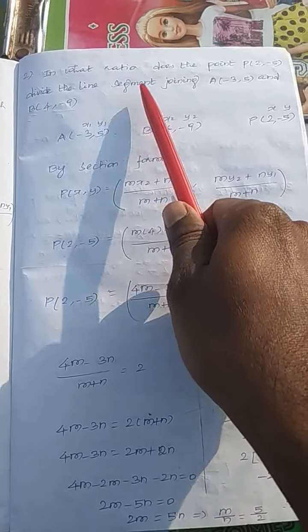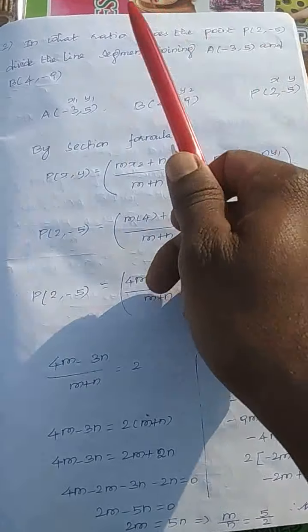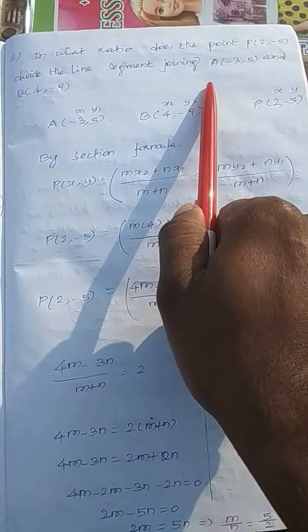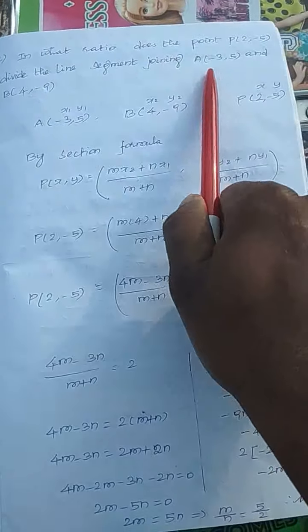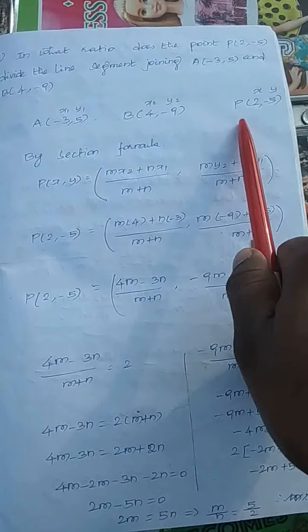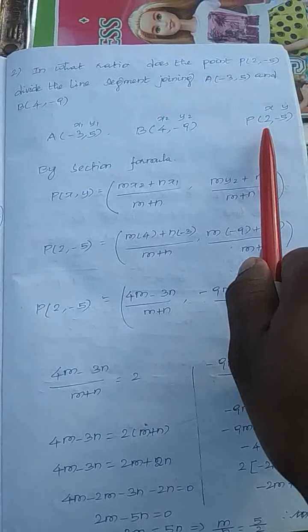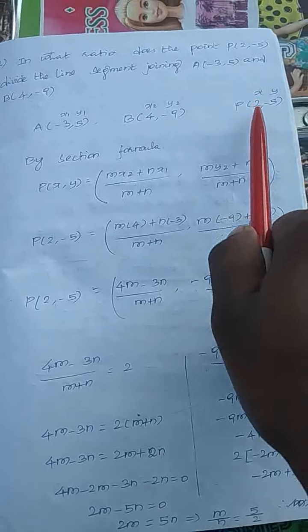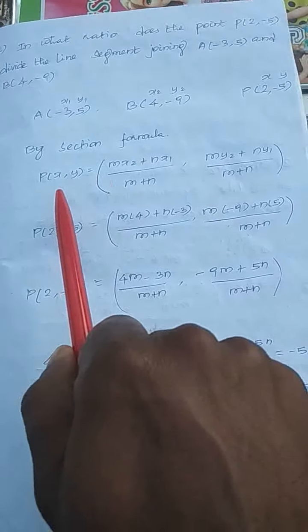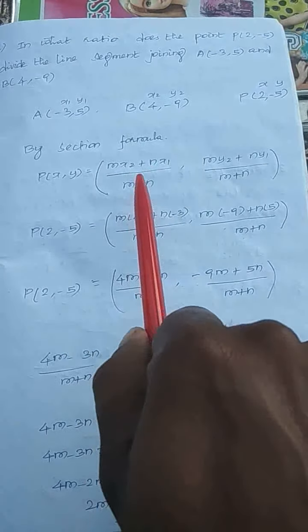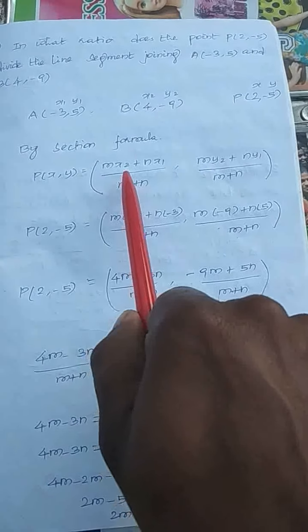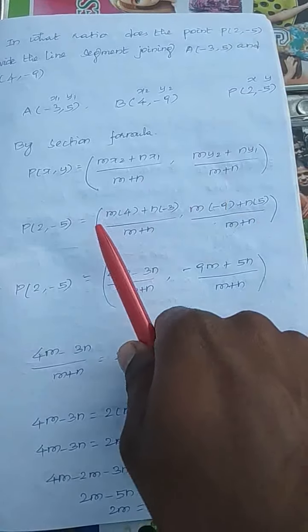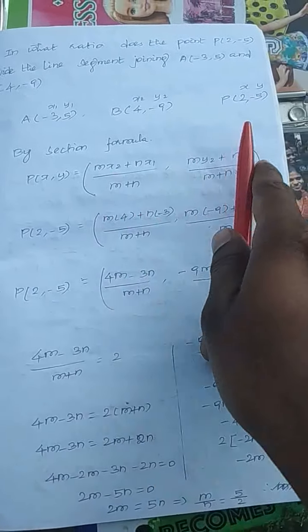Question number 2. In what ratio does the point P(2, -5) divide the line segment joining (-3, 5) and (4, -9)? Here it is A, it is B, and P(2, -5) is here, any point between them. By the section formula, (m x2 plus n x1) by (m plus n), and (m y2 plus n y1) divided by (m plus n). Here we keep m only, because the m value is not given.